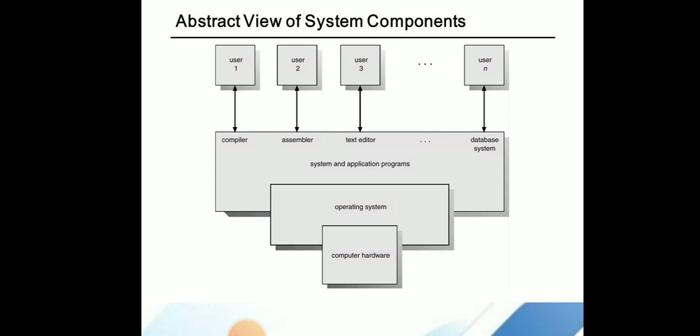This is the abstract view of system components. At the top layer are the users, who are we who use the system, and at the second layer are the system and application programs such as compiler, assembler, text editor, etc. And at the third layer is the operating system, under that computer hardware.